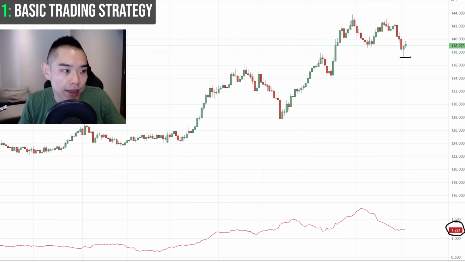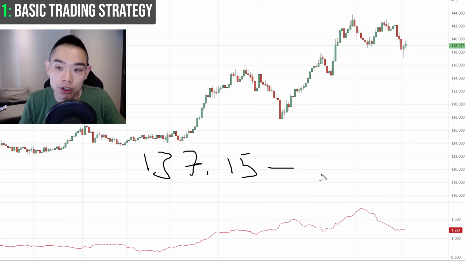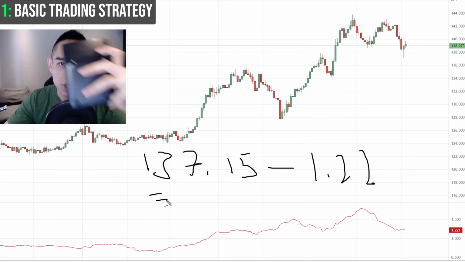Looking at this over here, this swing low is about 137.15. So I'm going to take 137.15 and minus 1 ATR. And you know the ATR value is 1.22. I can be a bit more precise and put 1.221, but I'll just make my life easier. So I'll take my trusty calculator.